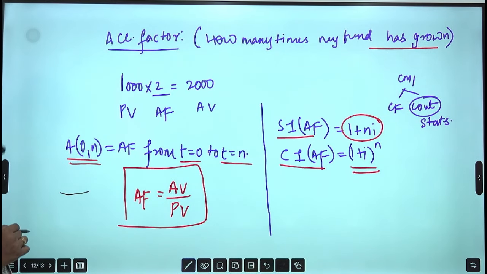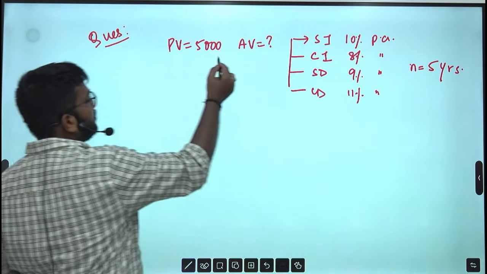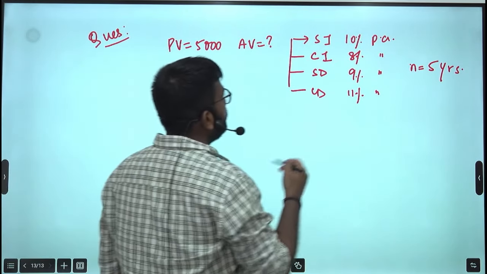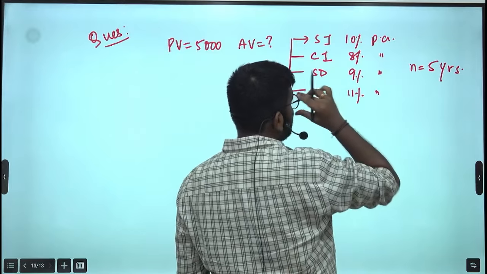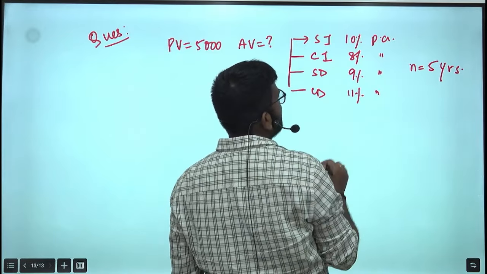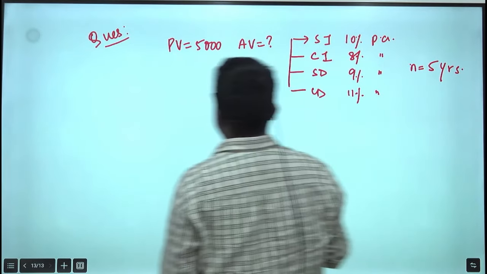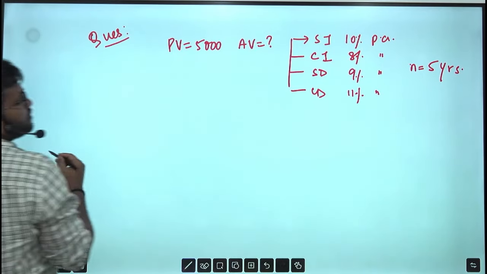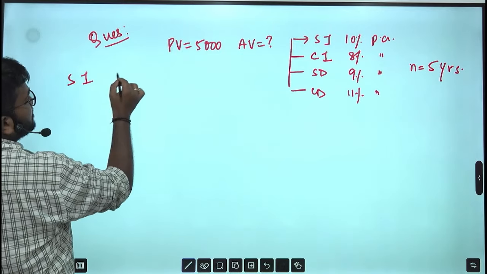Then we gave a question to solve. So present value is 5,000. We need to calculate accumulated value. Simple interest is 10% per annum. Compound interest is 8% per annum. Simple discount is 9% per annum, compound discount is 11% per annum. N is 5 years. So first we are starting with simple interest.